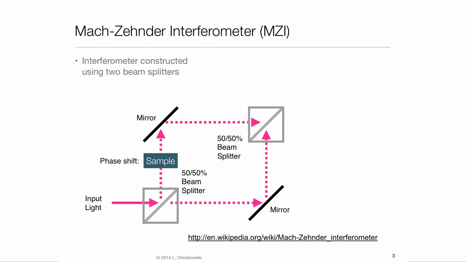Depending on the optical phase shift due to the sample in one of the optical paths, at output 1 we will see either constructive or destructive interference, or something in between. The complement will be observed at output 2.